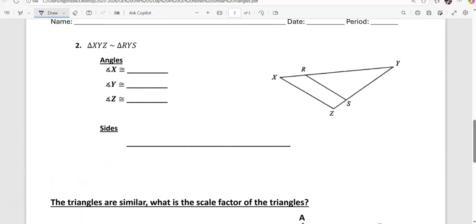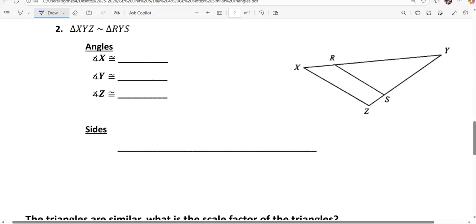Here we go. Number 2, you don't even have to look at this picture. If you see that statement, you can match things up. First letter X matches first letter R, second letter Y, second letter Y, third letter Z, third letter S. You see how that works? If you have a statement, match them up. 1 to 1, 2 to 2, 3 to 3.